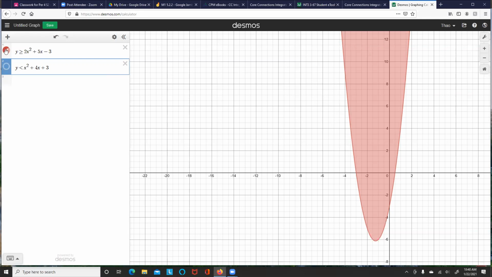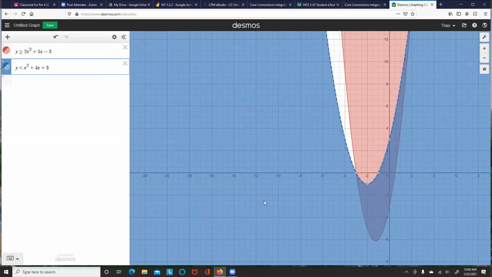Now, if I click on the other one, this is the blue parabola right here, and this is less than, right? It's below, it's shading below. So where do the two shadings overlap, you guys? Right in this purple region, right?